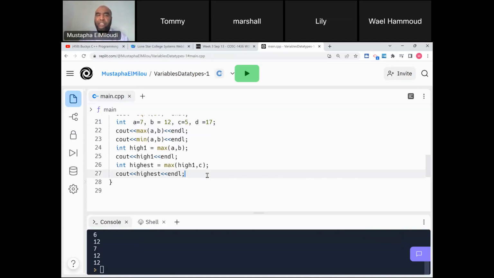So what do you think I should do if I have 4 variables? Take advantage of variables. A variable is something to save. If you want to save something, use a variable.